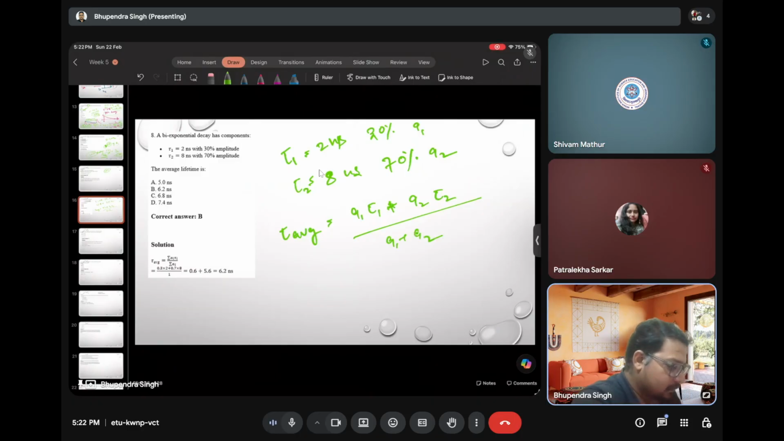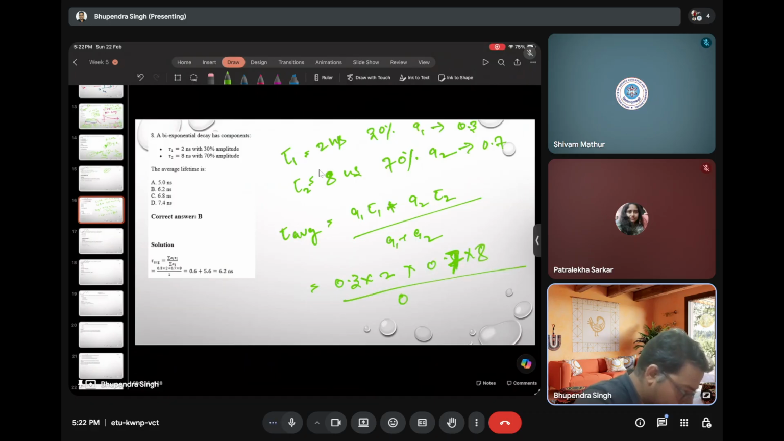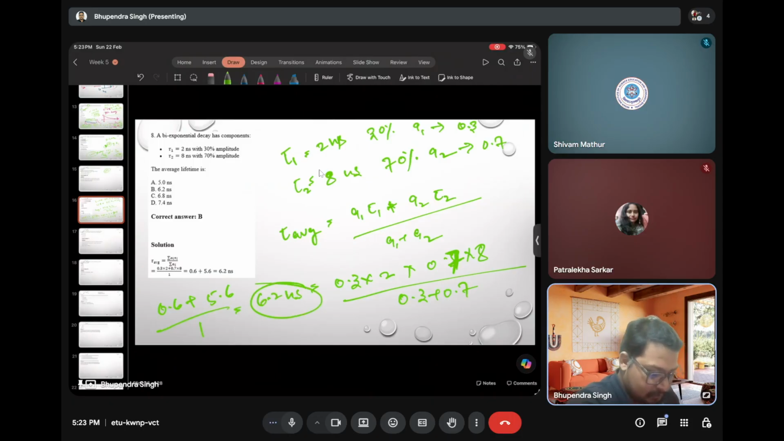So if we convert this percentage into a fraction, it will turn out to be 0.3 and 0.7. Then you can calculate 0.3 into 2, plus 0.7 into 8, divided by 0.3 plus 0.7. So 0.6 plus 5.6, divided by 1, so it will be 6.2 nanosecond. Option B.